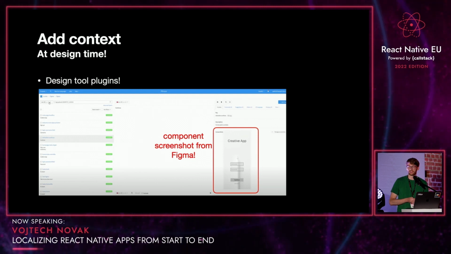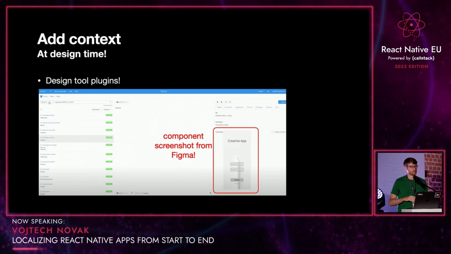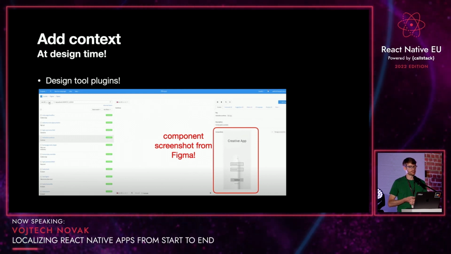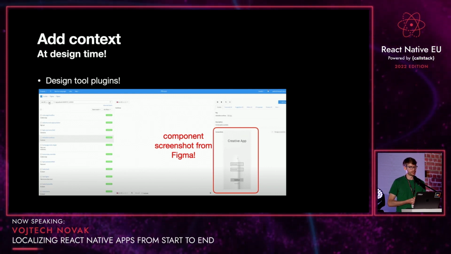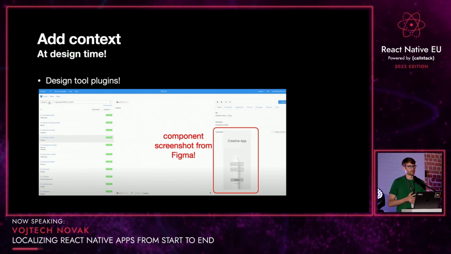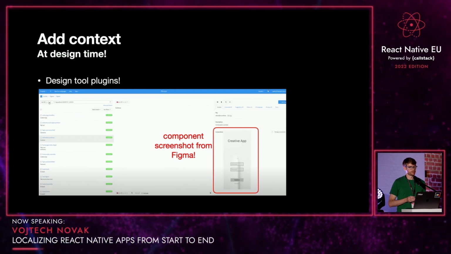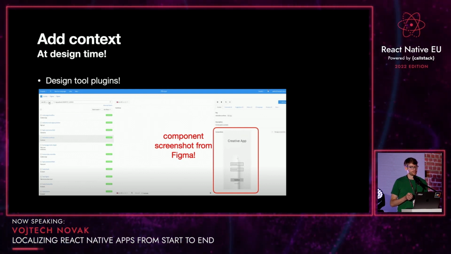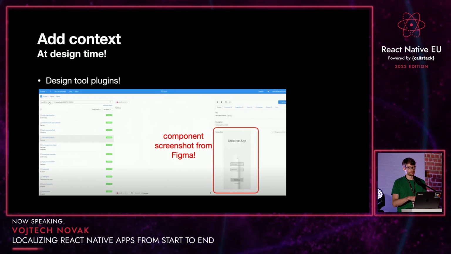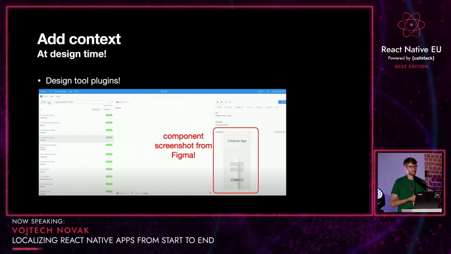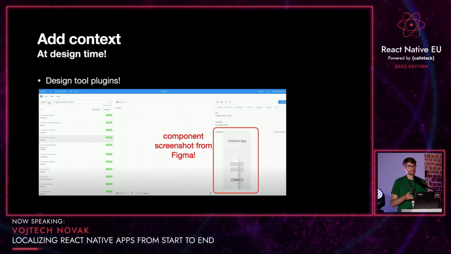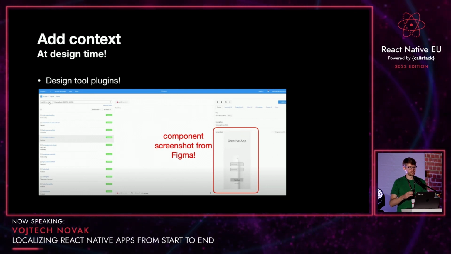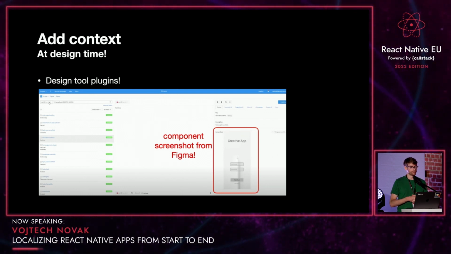But this is probably not going to work for React Native. For React Native, I think there's a different way, which is adding context at design time. And sorry for the poor screenshot, but the point here is that the first person probably working on the experience of your app is a designer. And the designer goes in Figma, and they design the components there. And already at that time, they can see that maybe some string is okay in English, but it's too long in German, and they can redesign the experience.